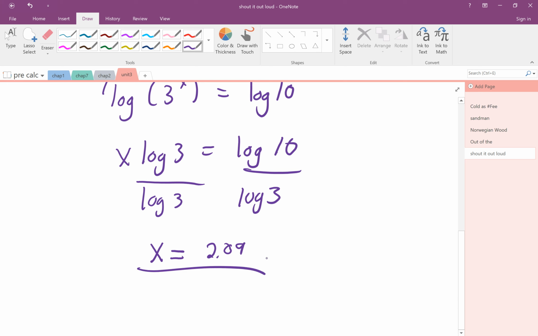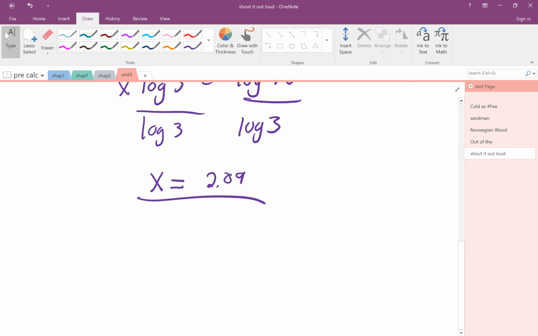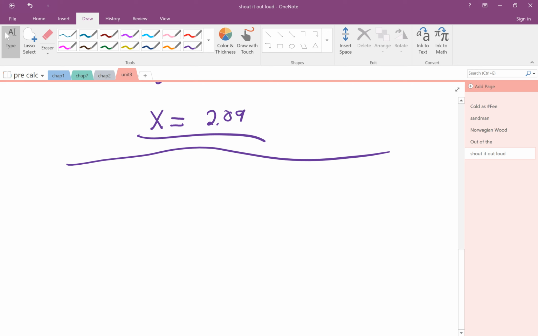So anytime we have a variable in the exponent, we can log both sides. It becomes very simple. So let's try a couple more here. Let's say it gets a little bit more complicated. Something like this. Let's put the plus 5 up top.